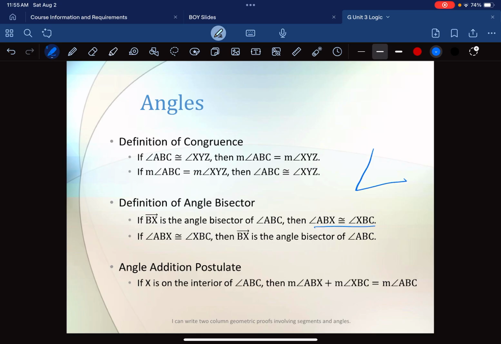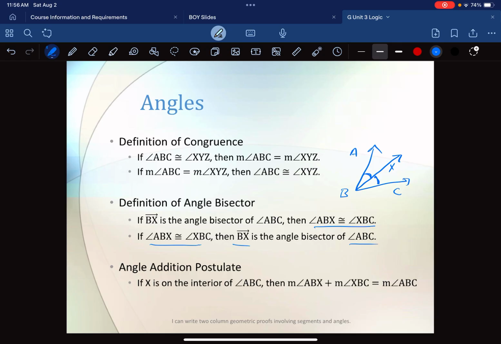So angle ABC gets split by ray BX. So then we get this ABX angle is congruent to XBC angle, the two smaller angles. And I can say if two smaller angles are congruent, then the ray must bisect the larger angle, okay? And then here's angle addition postulate, just like segment addition postulate.